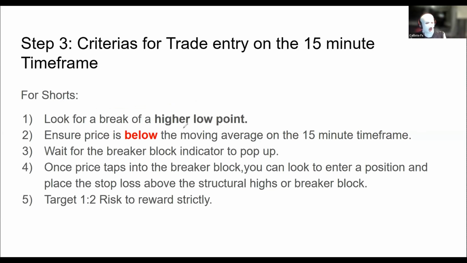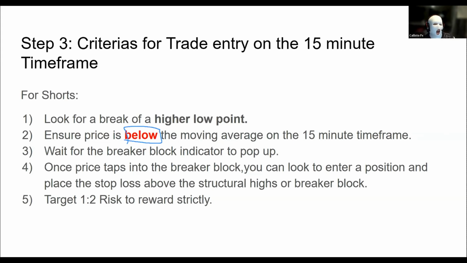Okay, number 2, what you want to do is ensure price is below the moving average. Sorry, this should be above the moving average. So write this down in your notes, above the moving average on the 50-minute time frame, okay? And number 3, wait for the breaker block indicator to come up. It should look like a red color box, okay?